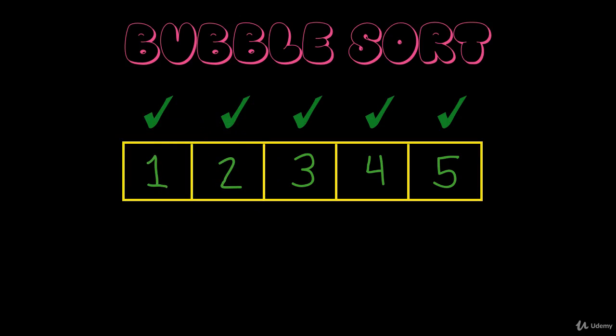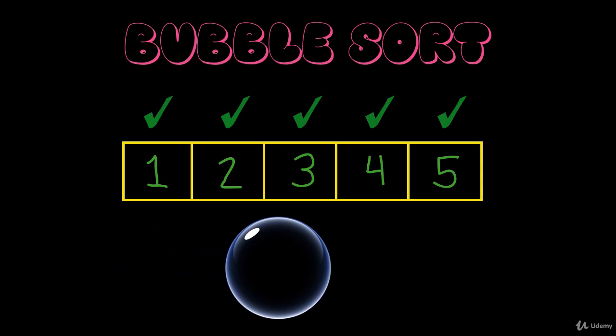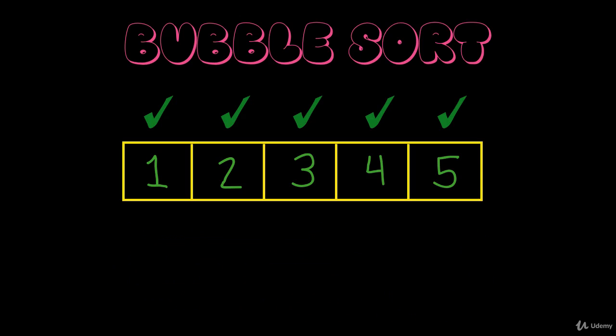So that's bubble sort. It's just progressively taking the highest number it can find in the array, bubbling it up to the top, and locking it in. Next, let's see what it looks like in code.